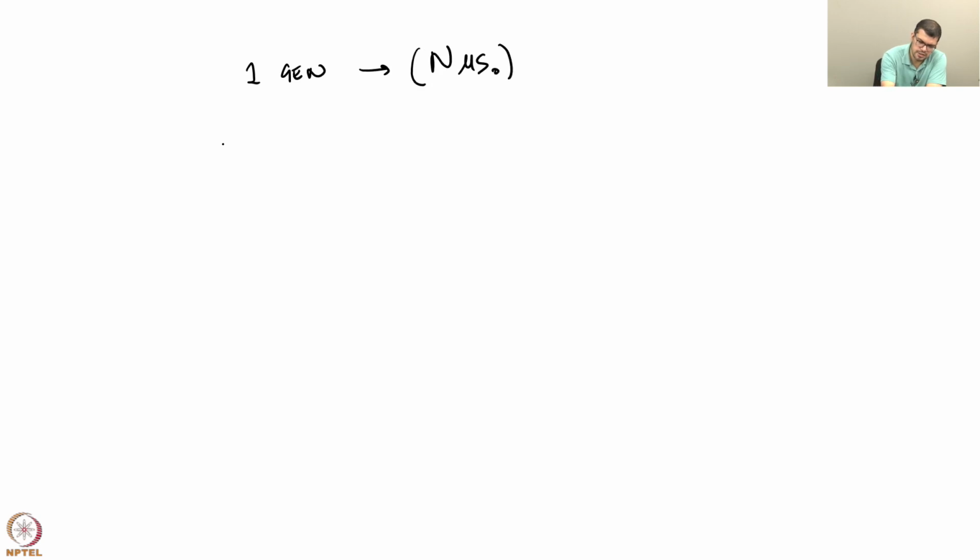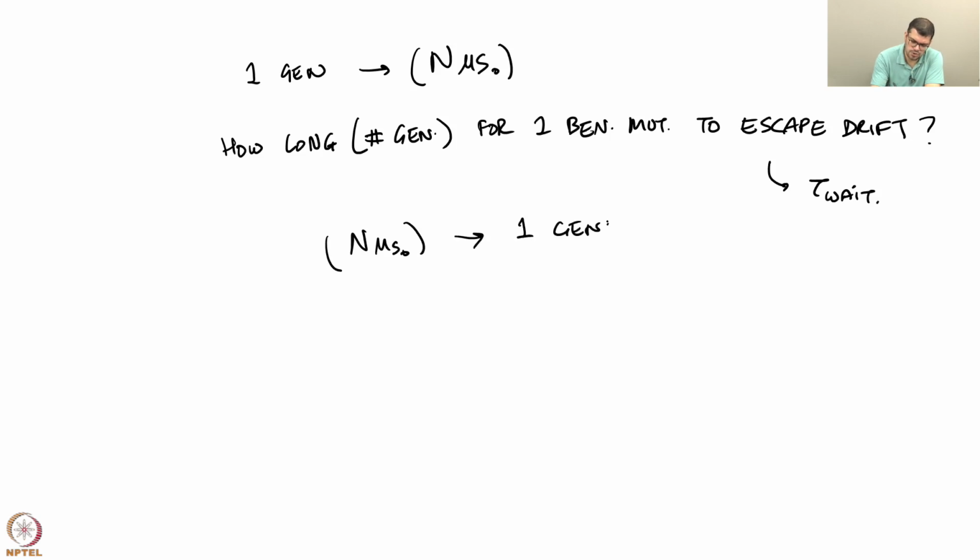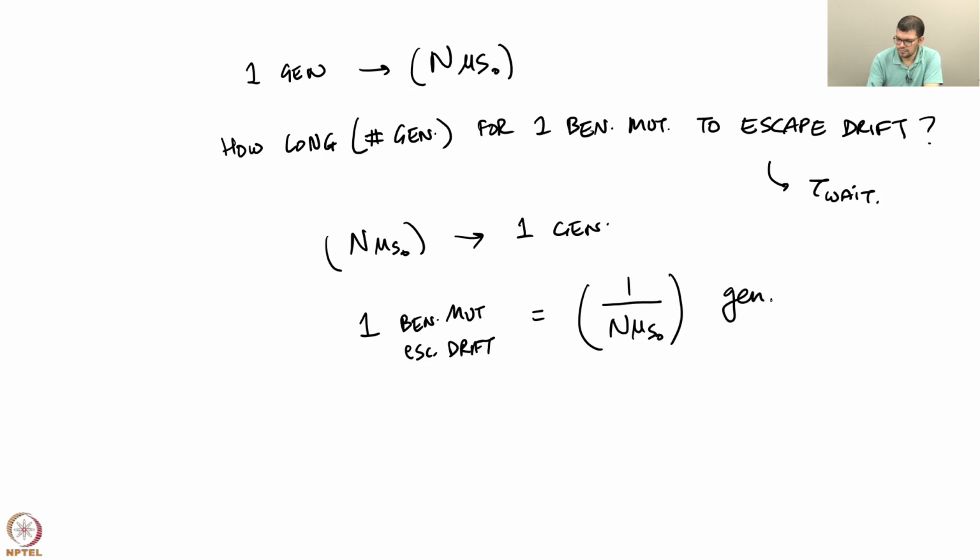So, if in one generation the number of beneficial mutations escaping drift is n mu b S naught, then the question is how long does it take, by how long we mean number of generations, for one beneficial mutation to escape drift. And if you read this carefully, what we are asking is simply tau wait, and this is just the unitary method where we say that n mu b S naught mutations escape drift in one generation. So, in how many generations does one beneficial mutation escape drift? That is simply equal to 1 upon n mu b S naught generations. So, this is simply equal to tau wait, and you can get some relative sense of the magnitudes involved here.